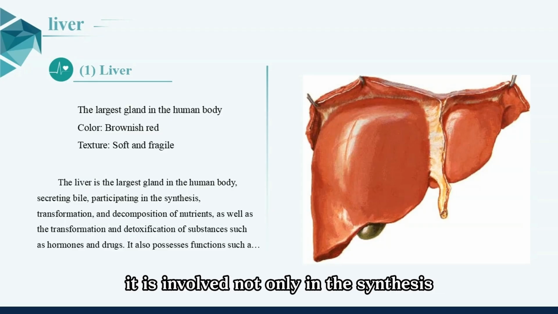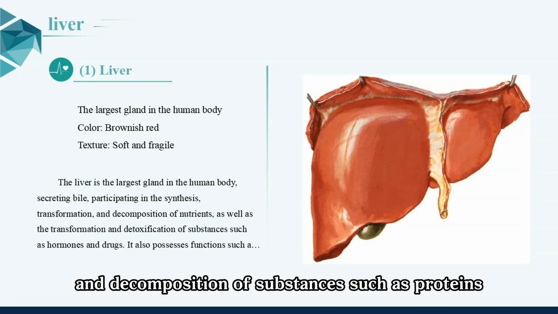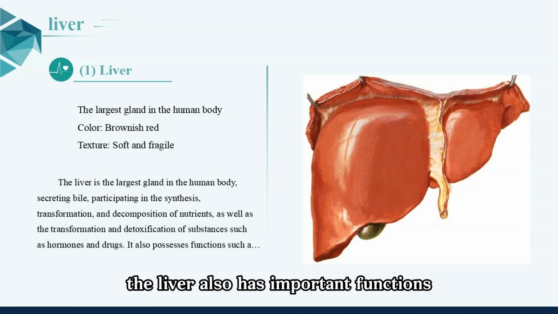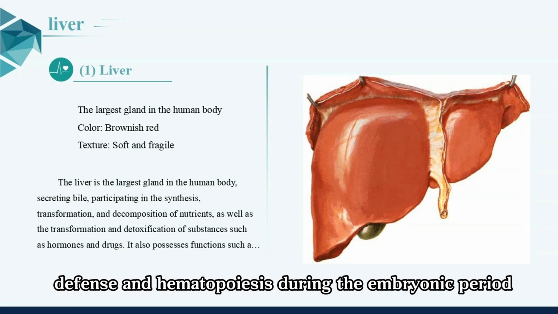It is involved not only in the synthesis, transformation, and decomposition of substances such as proteins, lipids, carbohydrates, and vitamins, but also in the transformation and detoxification of substances like hormones and drugs. The liver also has important functions such as secretion, bile production, phagocytosis, defense, and hematopoiesis during the embryonic period.